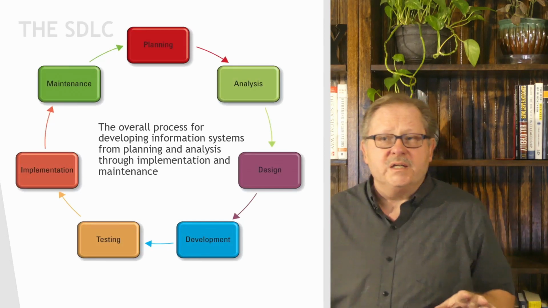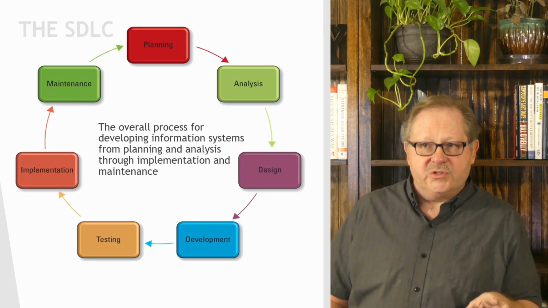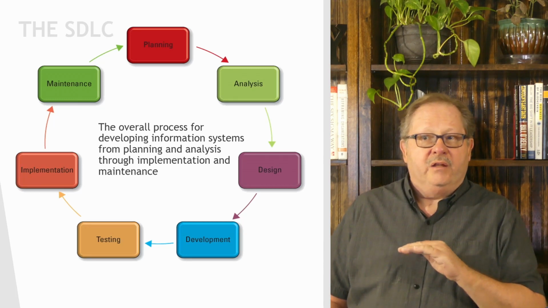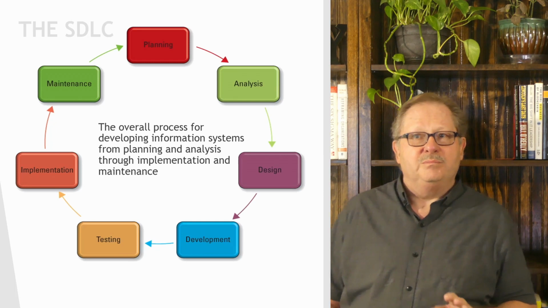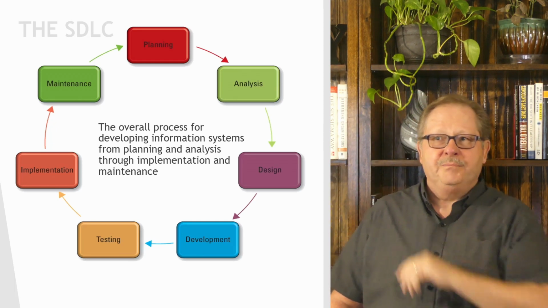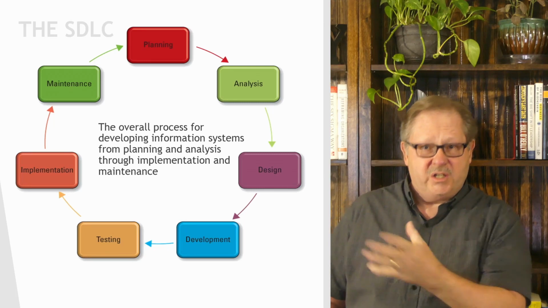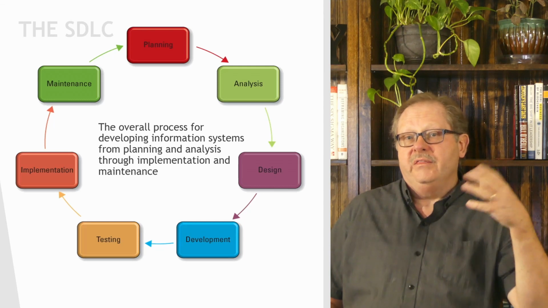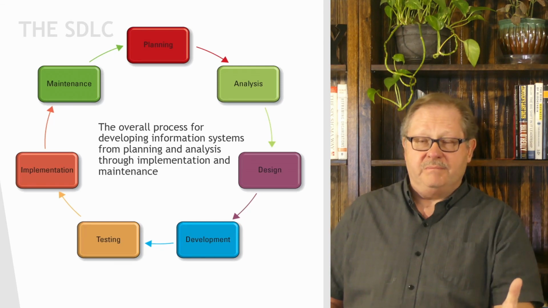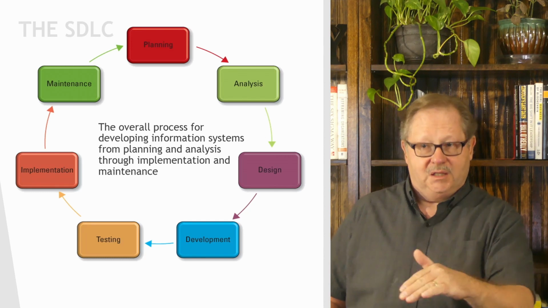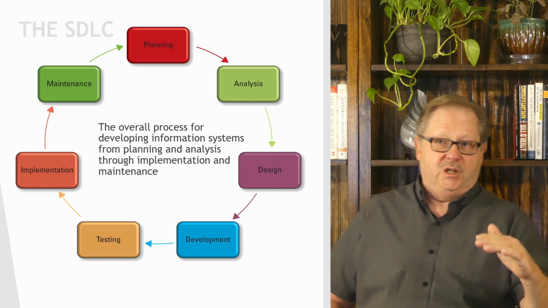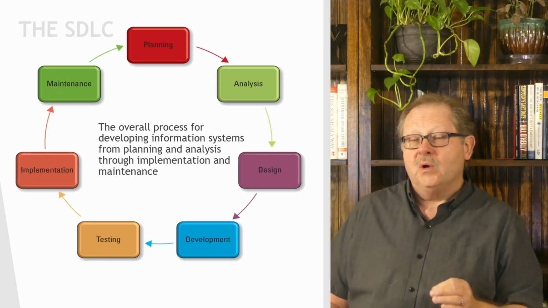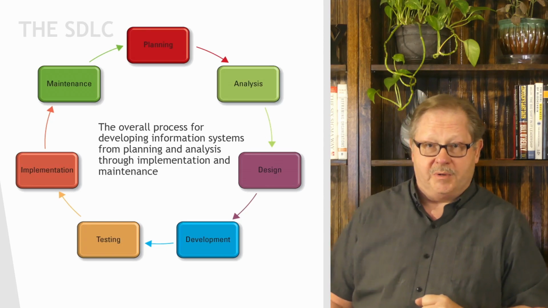The overall process for developing information systems from the planning phase all the way through analysis and through implementation and maintenance is referred to really as a circle. Planning and then analysis of the issue. You want to plan based on that analysis of the need for the particular system. You design the system, you develop the system, you test it, of course you implement it, and then after it's implemented, it's maintained.